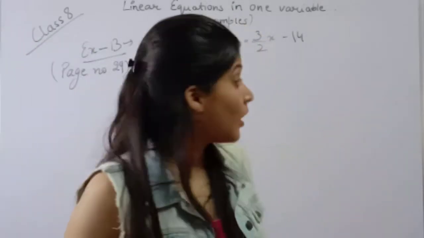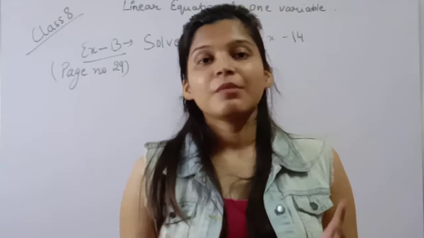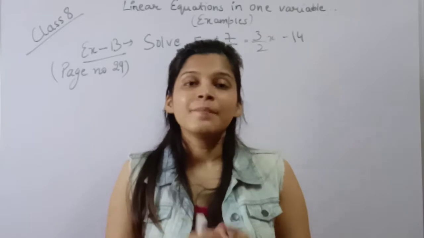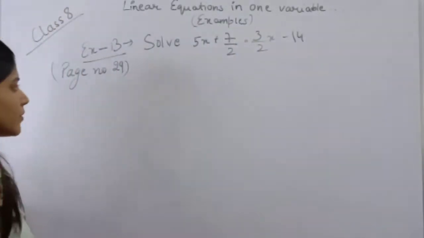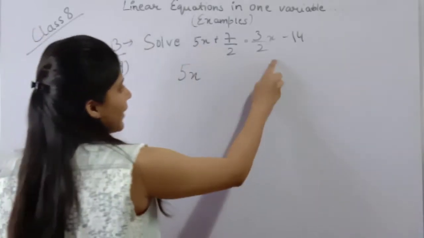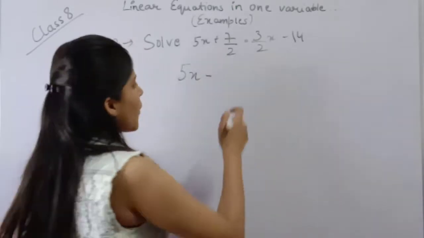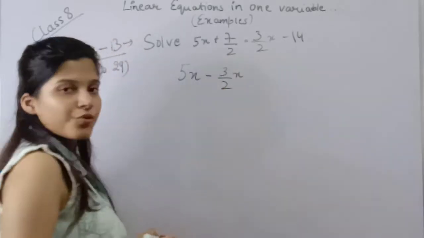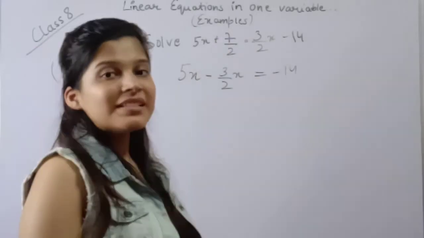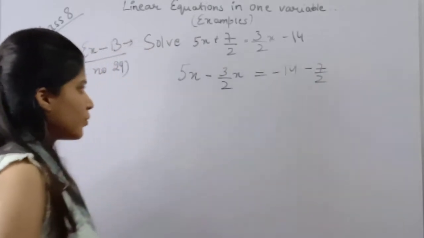Now we can see the variable is on both sides of the equation, and when we see variable on both sides we transpose it on one side, and on the other side we have all the constant terms. In this question also we will transpose the variable terms on one side. 5x is a variable term and 3x upon 2 we will transpose now. So 3x upon 2 was positive, now it will become negative. Minus 3 upon 2x equals to minus 14 as it is, and 7 upon 2 is positive. So it will become negative now. Minus 7 upon 2. Okay.